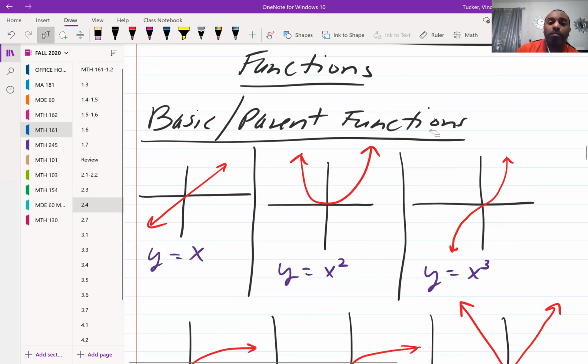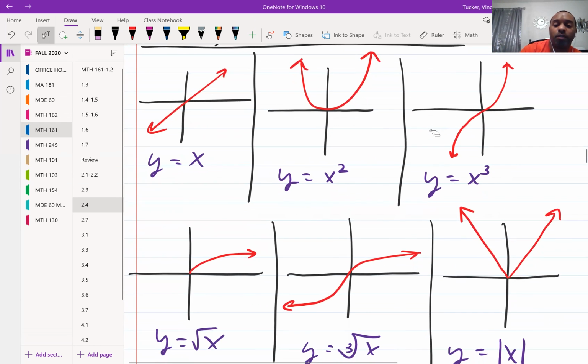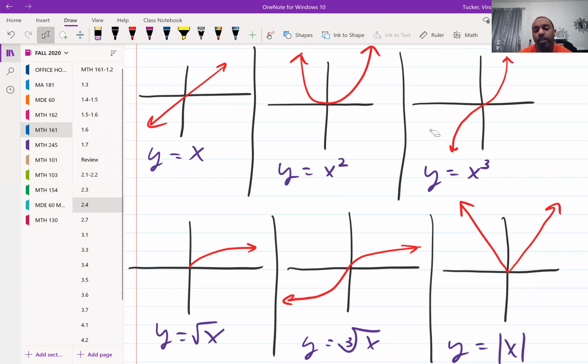So we have 6 basic or parent functions. We have y equal to x, which is your linear equation. Then we have our quadratic equation, which will give us a parabola. So that's y equal to x squared. Cubic equation, y equal to x cubed. And these are the general shapes of these functions and graphs. Square root of x, the cube root of x, and then the absolute value of x.